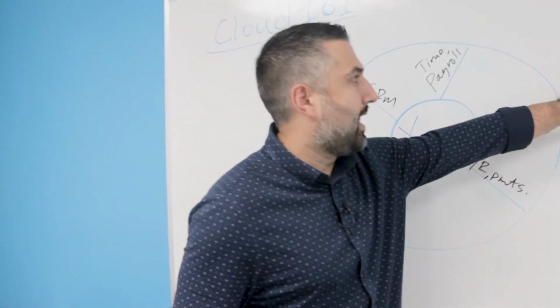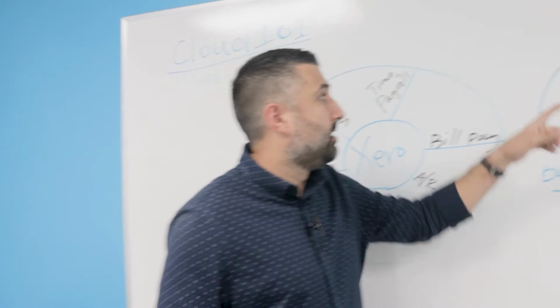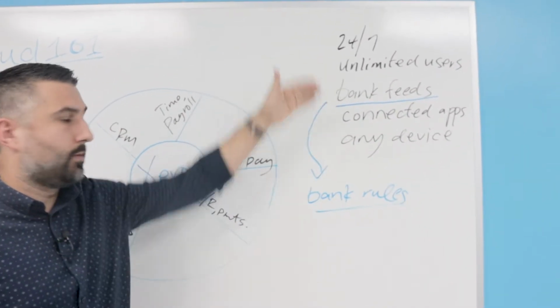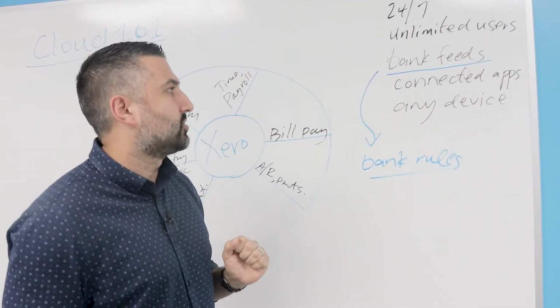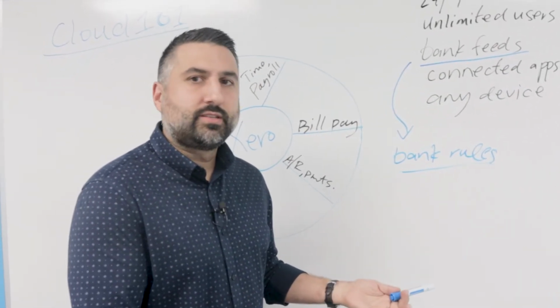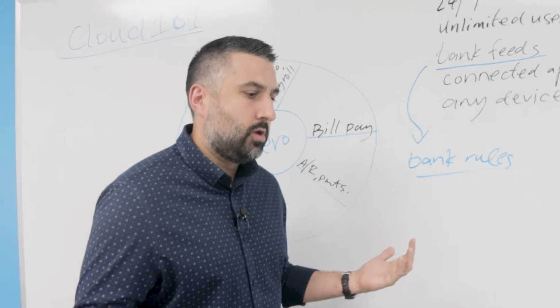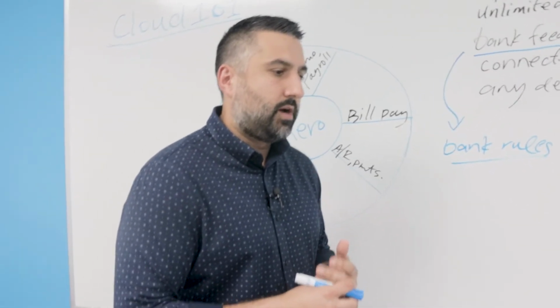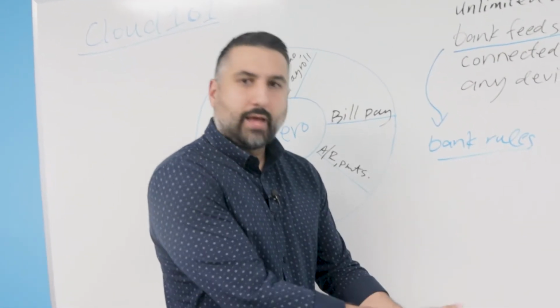So connected apps. I'll talk about the Xero app. One thing that helps me do our accounting much faster is that Xero has an app. I'll give you a perfect example. I had a friend in town this weekend. We went out to dinner. He's a colleague of mine. I paid for it.